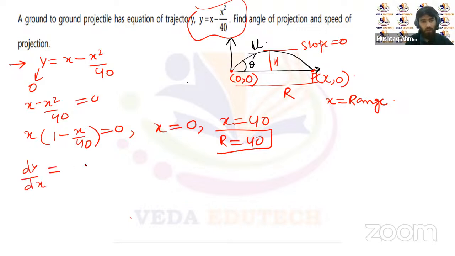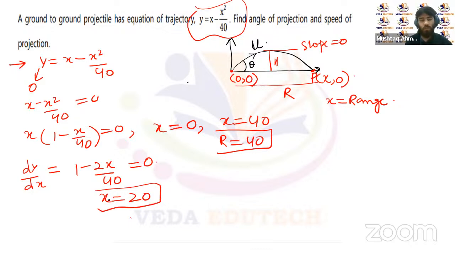If we differentiate this, it will be 1 minus 2x upon 40. It has to be equal to 0. If this is equal to 0, it means that the value of x at which the slope is 0 will be equal to 20. If we substitute the value of x in the above equation, we will get the value of y, which is the maximum height.